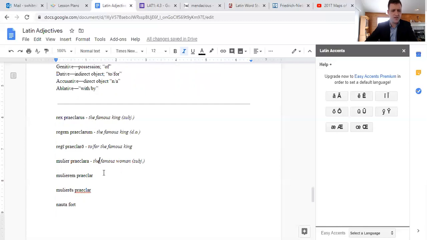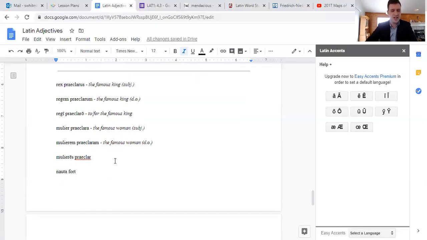Quick note, you could either say the famous woman or a famous woman, doesn't matter, both are fine. So don't let that confuse you. Okay, next one, mulierem. Now we have accusative singular feminine. Okay, we're going to need the first declension accusative singular ending. Mulierem praeclaram. So we can say the famous woman again, but it's accusative, which means it'll be acting as a direct object.